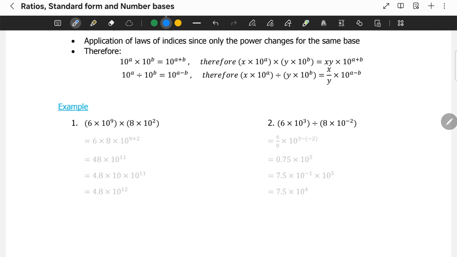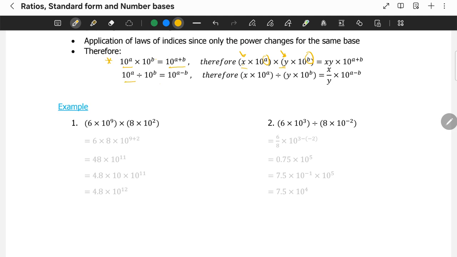So for example, we are given this format right here. 10 to the power a times 10 to the power b is going to be 10 to the power a plus b. So just remember that. So for example, if we have x times 10 to the power a times y times 10 to the power b, x and y multiply as you normally would do multiplication, and then now the powers of the bases are going to then add.